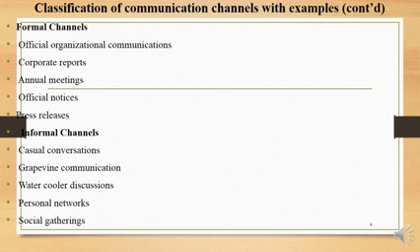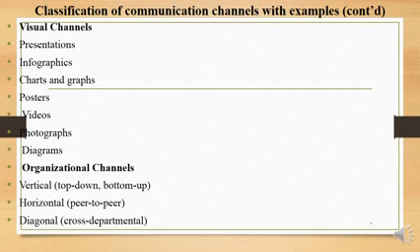We have the formal channel. Examples are the official organizational communications, corporate reports, annual meetings, official notices, and press releases. The informal channels are casual conversation. We have one-on-one conversation with our friends, our classmates, our family members. Grapevine communication, water cooler discussion, personal network, and social gatherings in church, in the mosques, and camps.